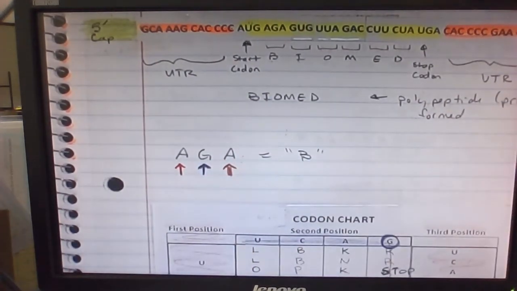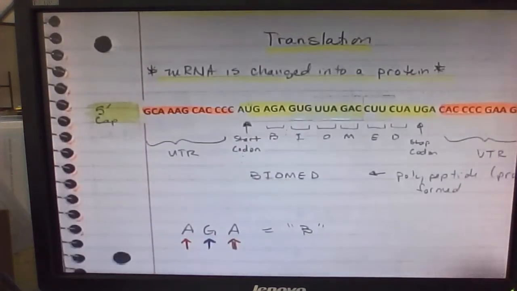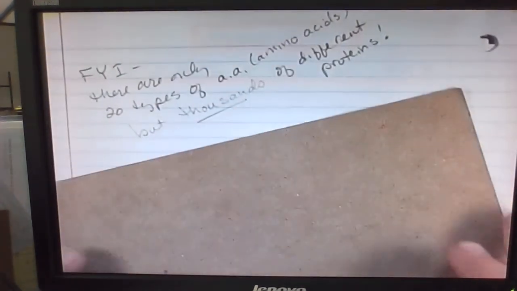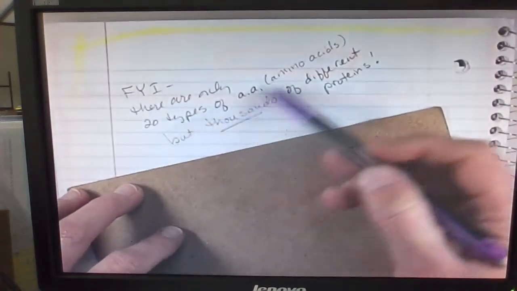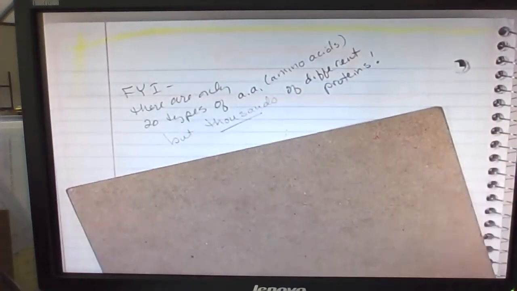In class, I mentioned the fact that there are only 20 different types of amino acids. Those 20 different types of amino acids make thousands of different proteins, and they do that simply by rearranging the letters.